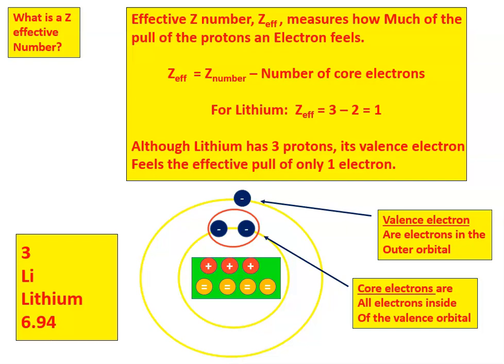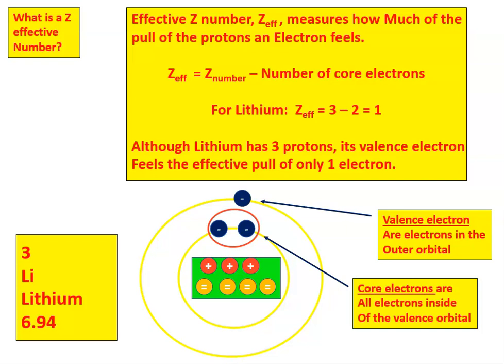So if you look at lithium, it has that 1 valence electron, and that's the electron in the outer orbital. So the core electrons are the ones inside the valence orbital, and those would be those 2 electrons in the first orbital. So just to carry out this example for lithium, the Z effective is 3, which is the Z number, the number of protons, that's 3, minus 2, that's the number of core electrons, and that gives you an effective Z number of 1.